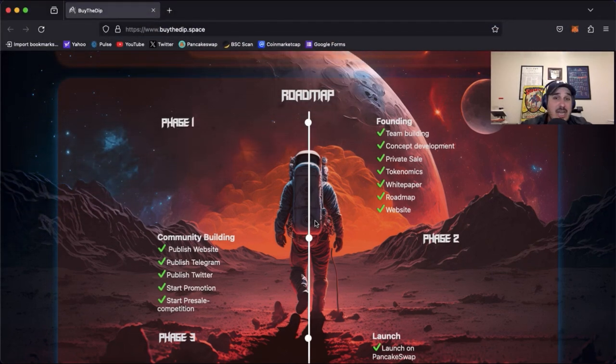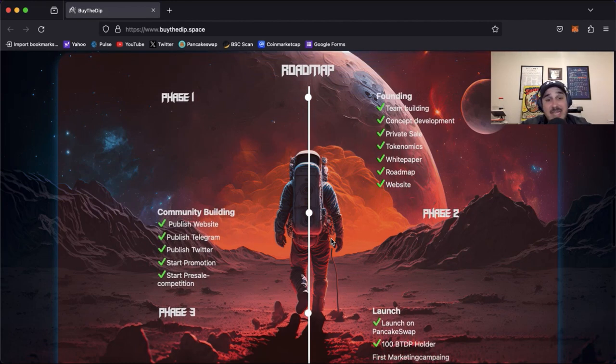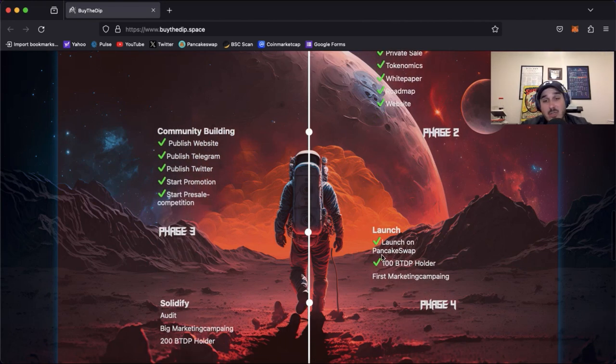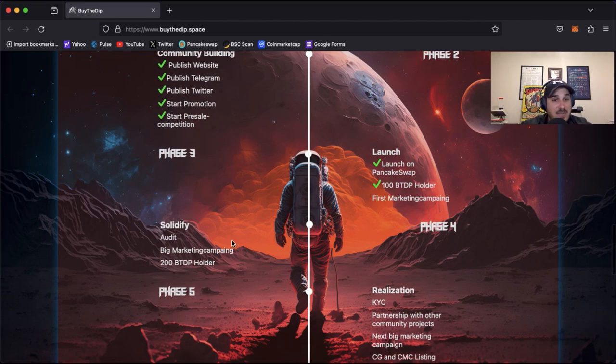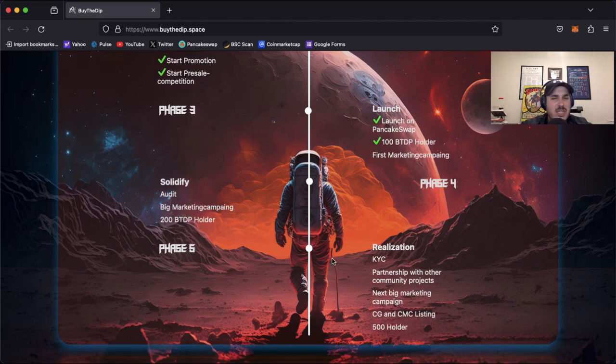Definitely can't leave without checking out that roadmap and future plans. So phase one, pretty typical. It's from team building, concept development, private sale, tokenomics, white paper, roadmap into the website. Phase two, we're going to publish the website, Telegram, Twitter, start promotions, start pre-sale competitions. Then phase three is going to roll into launch with 100 BTDP holders, then start marketing campaign. Then phase four, we're going to have audit, big marketing campaign, then 200 holders. Then we're going to go into phase five, which is KYC, partnership with other community projects, which I do know they're working hard on some international partnerships and international marketing. Next big marketing campaign, CG and CMC listings, leading into 500 holders.